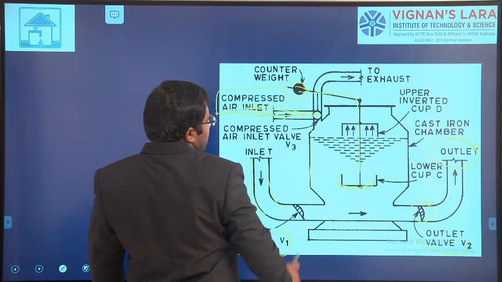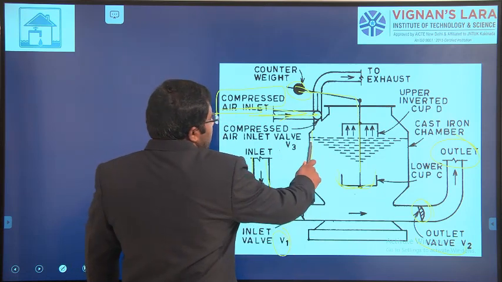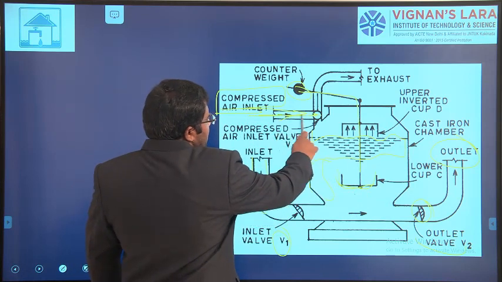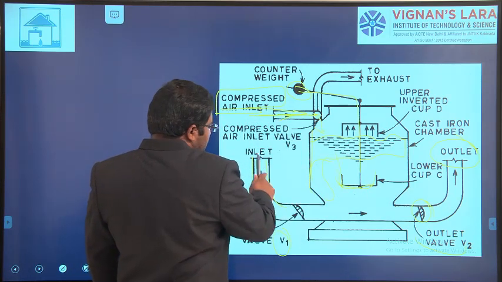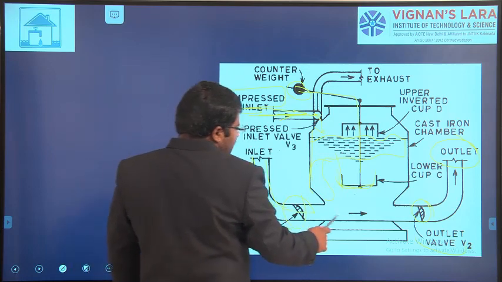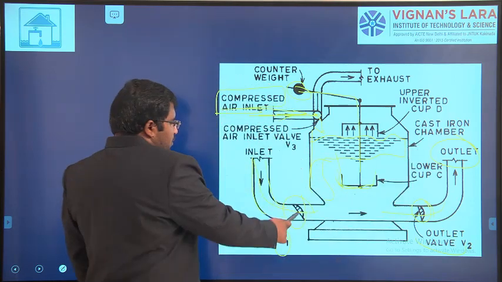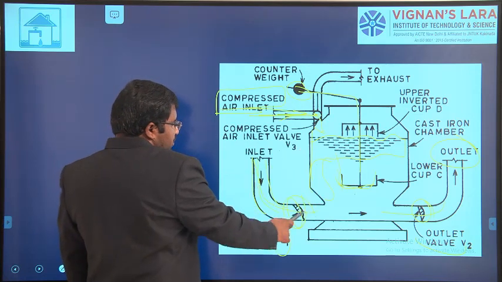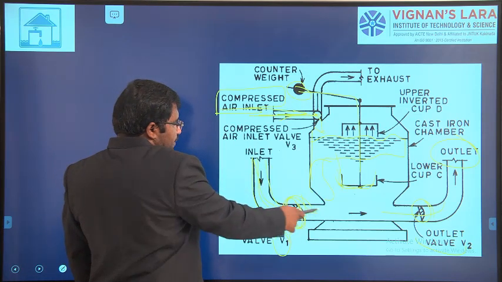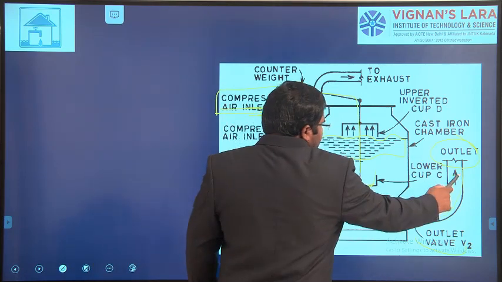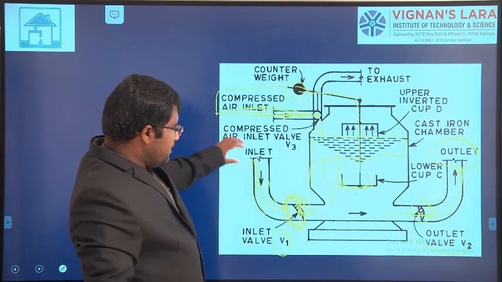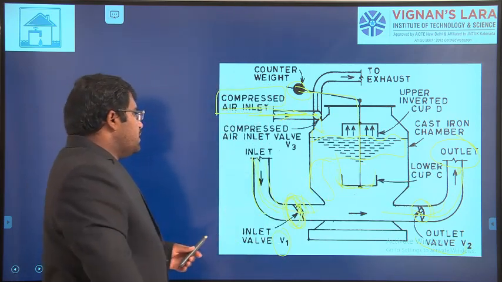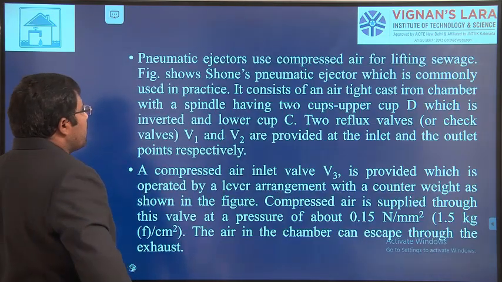Whenever the air comes here, the liquid will be filled up here. With the help of this air, one time the valve will open, another time it will be closed. Whenever it is going back it will be open; once it comes back it is closed, and then opened again. So it works similar to a reciprocating pump.